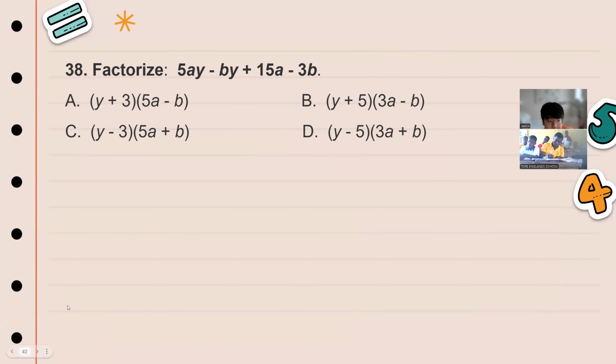So let's factorize this here: 5ay minus by plus 15a minus 3b.